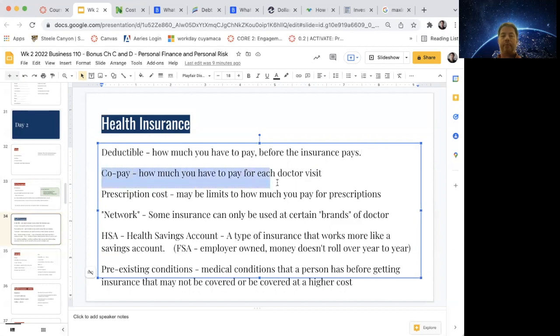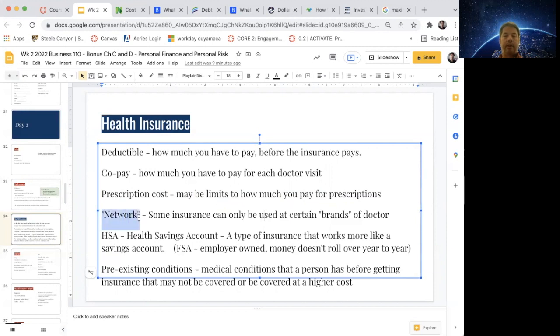A copay is how much you have to pay for each doctor visit. Okay, and some of them will have a prescription cost because, for example, shopping for medicine for my daughter, one pill was going to cost about $100, and then we got on a different kind of insurance, and it was $4 for the package of like 30. So now the insurance company is absorbing that, is taking on some of that cost, but what does that prescription cost? So there may be limits to how much you pay for prescriptions. It also may depend on the type of medicine as well. Okay, lots of depends in all of this.